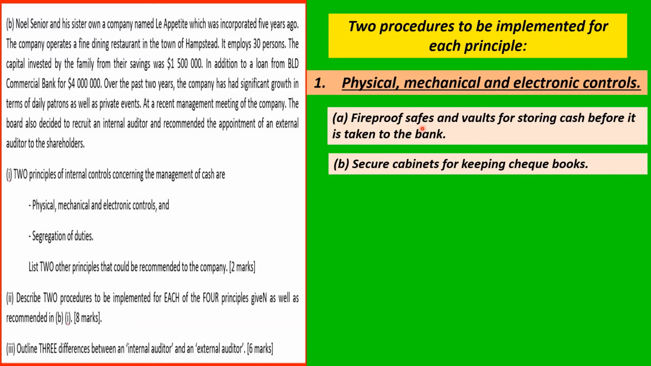Fireproof safes and vaults for storing the cash keep it out of the reach of unauthorized persons, as well as prevent fires or things like that. Okay, now these controls must be in relation to cash. You cannot give controls in relation to stock or accounts receivable here, right?